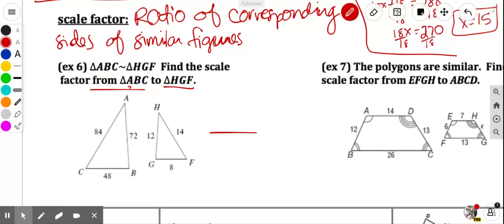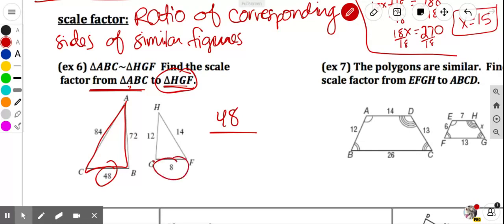So from ABC to HGF, I'm going to pick any side from ABC. So I don't know, 48. I'm going to match that up with any side from HGF. Well, not any side, the corresponding side. So whichever one the 48 corresponds to, which is going to be 8. Notice that this one doesn't have any angles marked. So if you're ever struggling with figuring out which sides match up, remember we learned about how biggest sides are across from biggest angles and so on. With something like this, the 2 smaller ones would match up, the 2 bigger ones would match up, and then the 2 middle ones would match up, in case you're wondering.